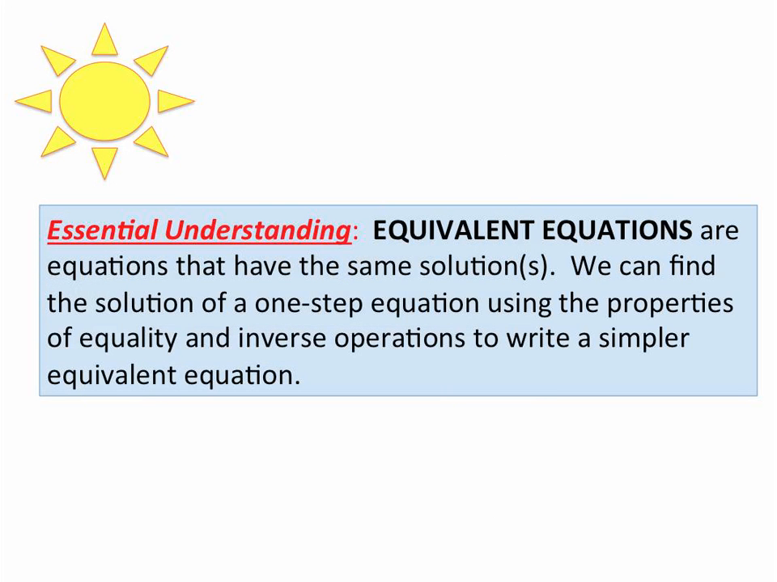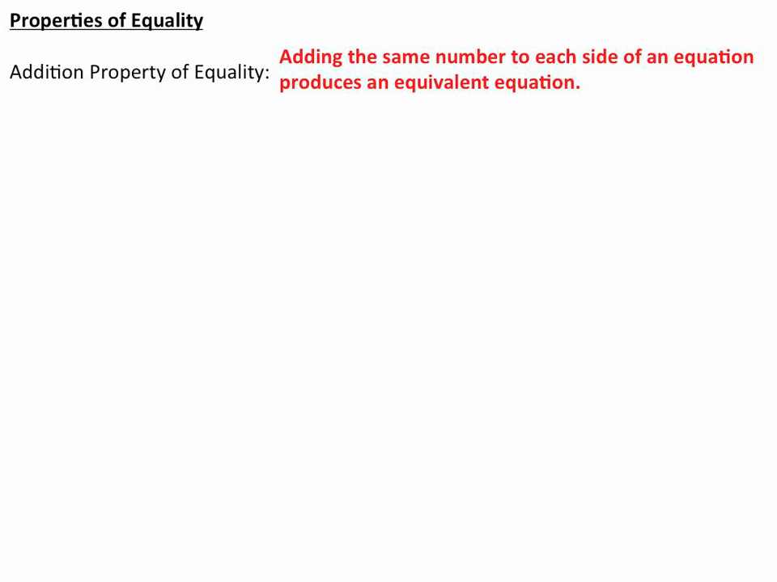Okay, and that's the idea behind this lesson. So equivalent equations are equations that have the same solution. We can find the solution of a one-step equation using the properties of equality and inverse operations to write simpler equivalent equations. All right, so there are 4 properties of equality, one for each of our standard operations. So the addition property of equality is adding the same number to each side of an equation produces an equivalent equation.